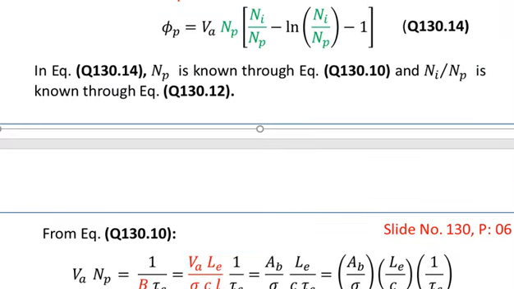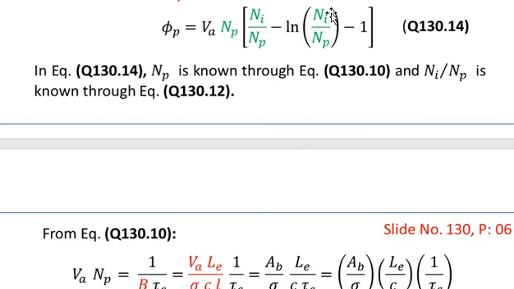So in equation number 14, Np is known through equation number 10, and Ni over Np is known through equation number 12. So through these equations, we know the parameters. We know Ni over Np, we also know the value of Np. And Va is, of course, a parameter of the cavity, also known. So it means that phi p is known.